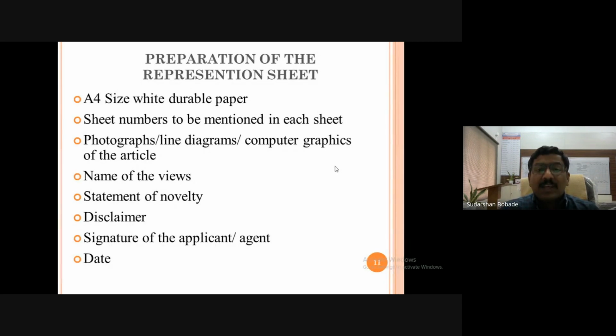At the end, there should be a disclaimer for which we are claiming the grant. If I'm requesting the grant for the shape, size, then color, then everything should be mentioned very clearly. Based upon our disclaimer, they are supposed to assess the design. At the end, the signature of the applicant, or of the agent in the case of power of attorney, should be there. And yes, the date should be mentioned very properly.